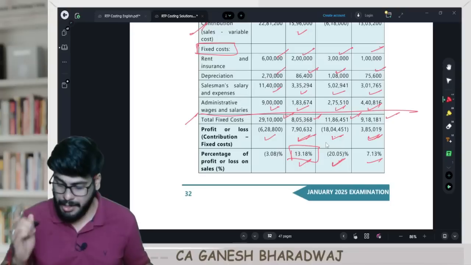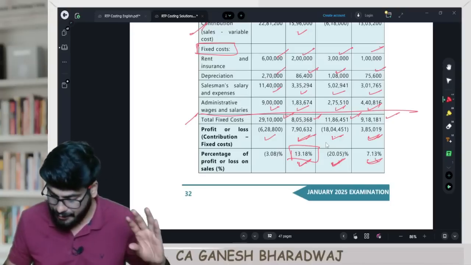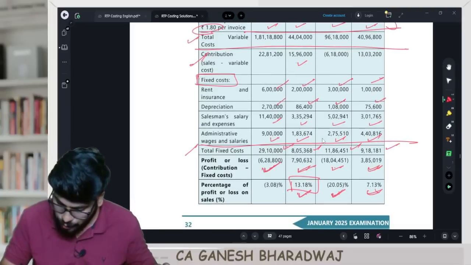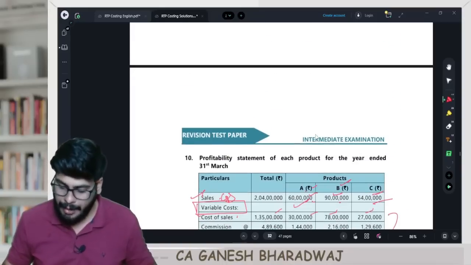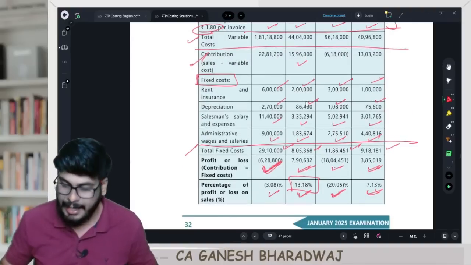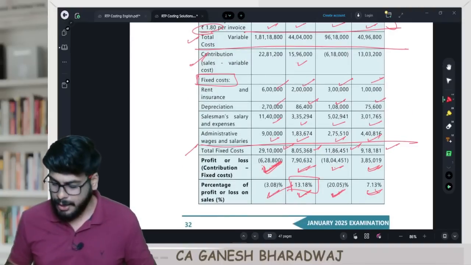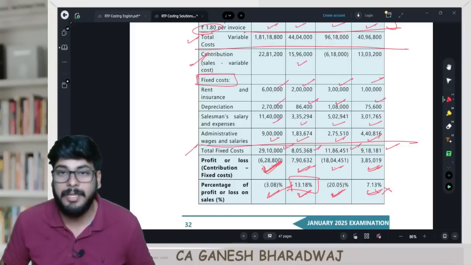Now here, mind you, you can't add these three figures. Rather, I would suggest that better always you do this. You take this 6,28,800 divided by 2 crores and 4 lakhs. You get this as a negative 3.08 percentage. Are you clear with this? So now if you see, the problem is not with product C, whereas the problem is with product B.